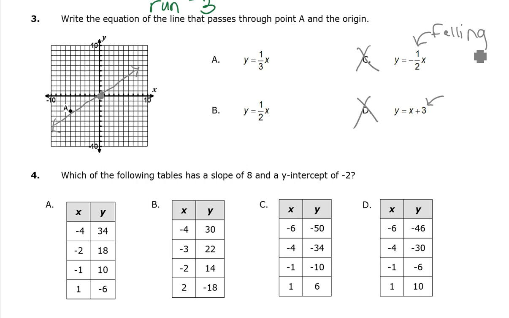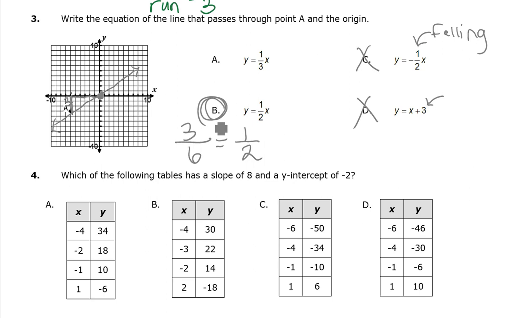So that leaves me with a slope of 1/3 and a slope of 1/2. So the question is, is it rising 1 and running 3 or rising 1 and running 2? Okay, so I'm going to find my rise and run between A and my origin. It goes up 1, 2, 3. So that's my rise. And it goes over 1, 2, 3, 4, 5, 6. So 3 over 6, and 3 over 6 simplifies to 1/2. So B is my answer.